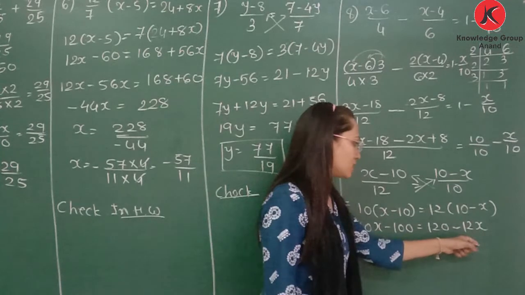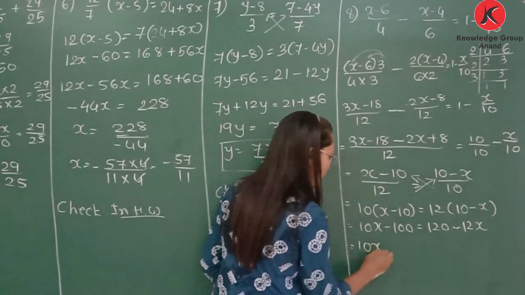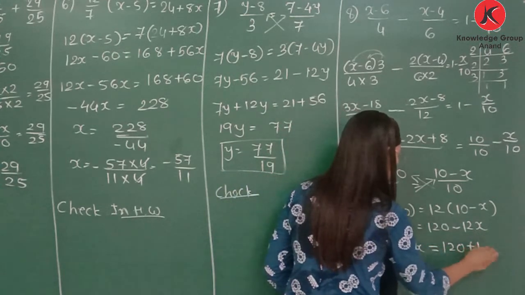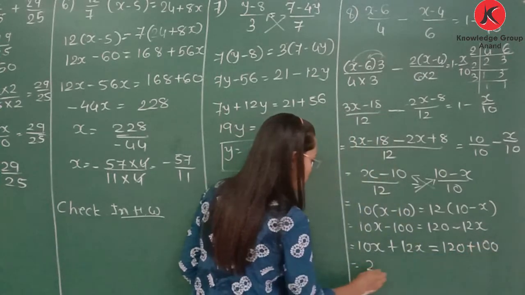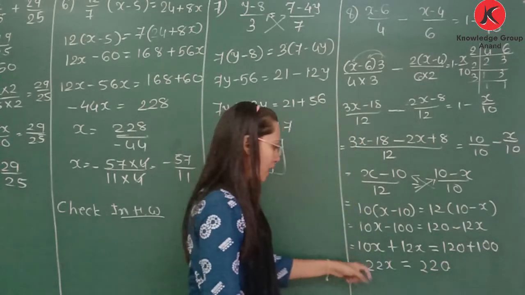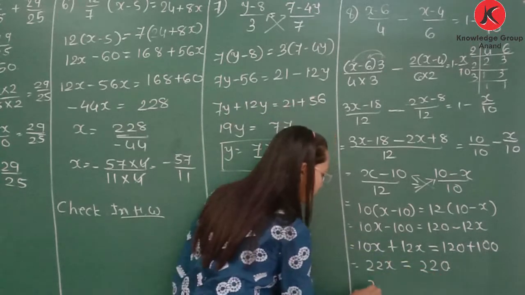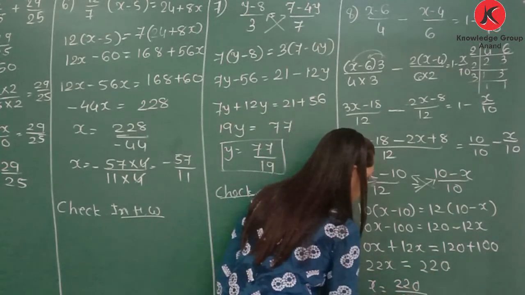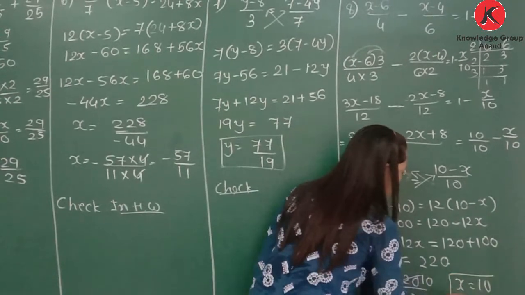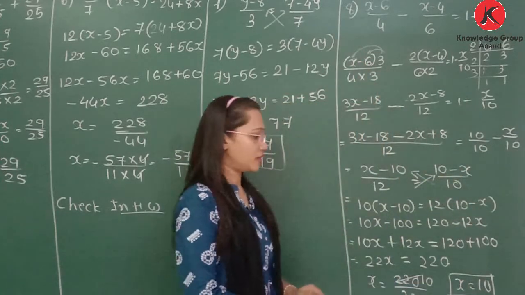Now take 12x from right to left, so it becomes 10x plus 12x is equal to 120 plus 100. So we have 22x is equal to 220. Now 22, that is in a multiplication with x, becomes division. 220 by 22, so x is equal to 10. You can check your answer by writing x is equal to 10 in the left hand side and right hand side.